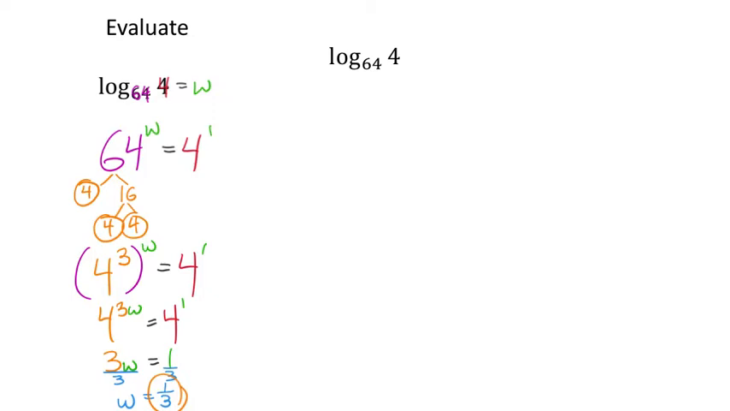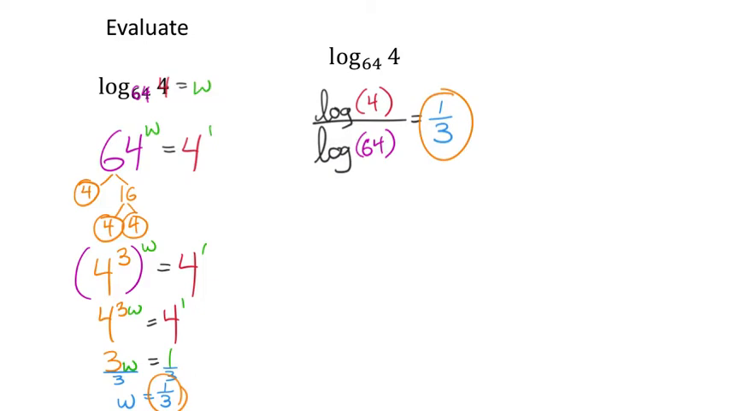But let's do it with a calculator as well. Okay, so let's change that base. And so we'll make this a log. Again, I'm going for the log button. You can use the natural log button if you understand what that is, but you don't necessarily have to. So it's log of 4 over the log of the base, which is 64. If you type this into the calculator, you will in fact get 1/3. And that's the value that we got as well.